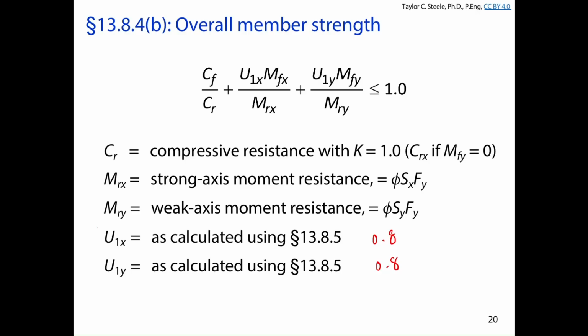Okay, so the calculation of U1x and U1y seems to flip-flop a little bit, but we're looking at flexural buckling, and really we're trying to make sure that CRX is okay whenever there's the presence of a strong axis bending moment as well. Any questions about what we're trying to do with the interaction equation here before we continue?